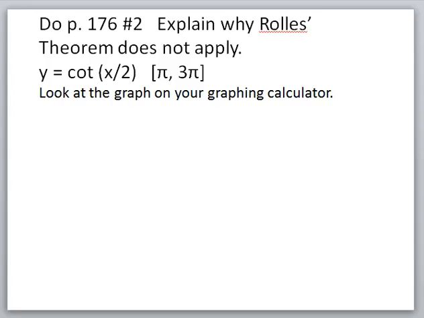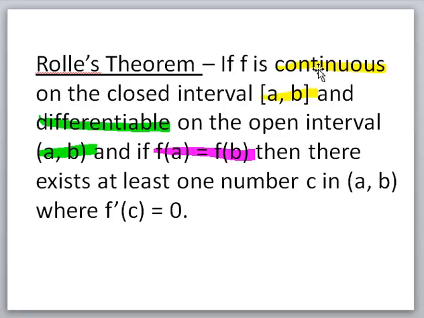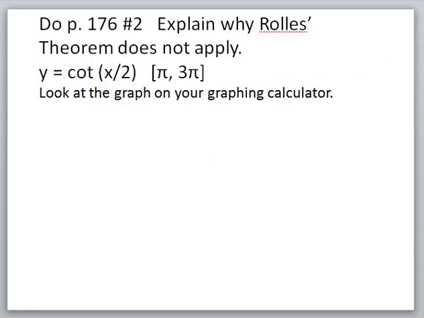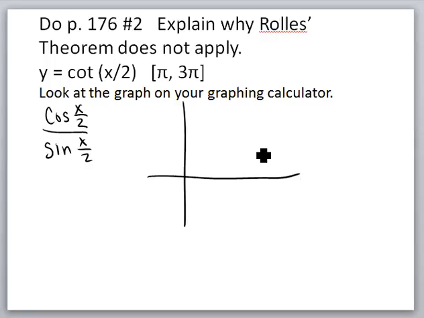The first example I want to talk about is I want to explain why Rolle's theorem does not apply to this particular problem. If Rolle's theorem is going to apply, it has to meet these three conditions. It has to be continuous, differentiable, and f of A has to equal f of B. So what I would do is graph this on your graphing calculator, and you could type that in as cosine of x over 2 divided by sine of x over 2. You will get a picture with asymptotes at 0 and at 2 pi, and I believe it looks something along these lines.